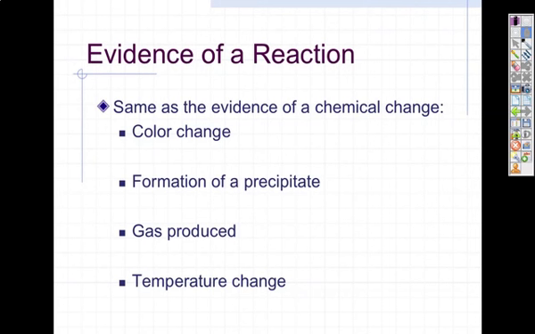Okay, so dealing with reactions. We want to look for evidence of a reaction. Some of those are the color change. We've seen that twice already today. Another one we've seen once before. It's been a while though.